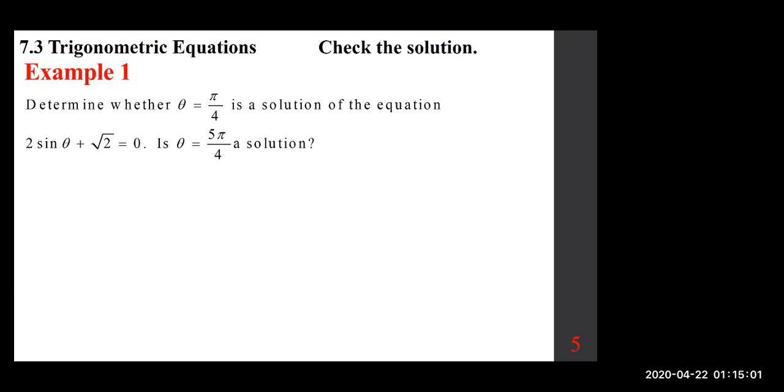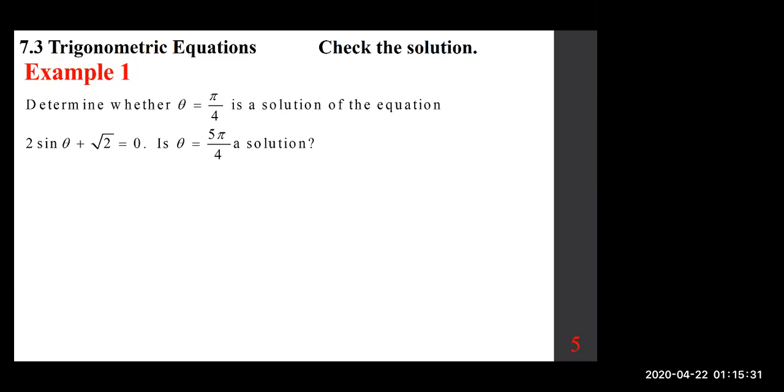First, the solution. If you recall, by solution, we mean something that makes the statement a true statement. So with that being the case, the question is, determine whether theta equals pi over 4 is a solution for this equation. So what do you think we should do, class, then? We should simply do what?